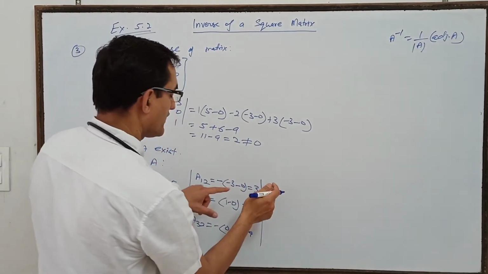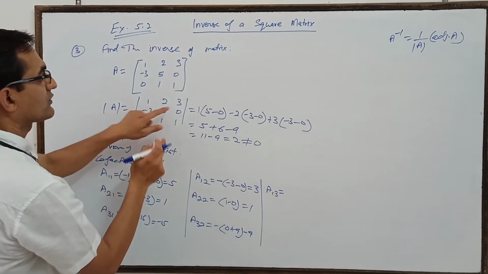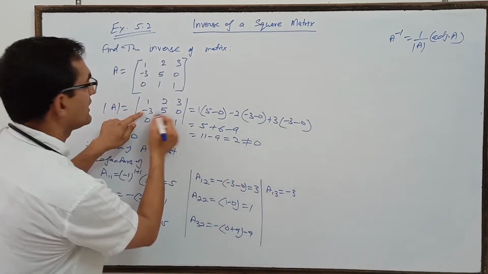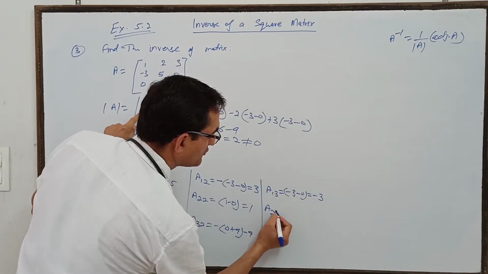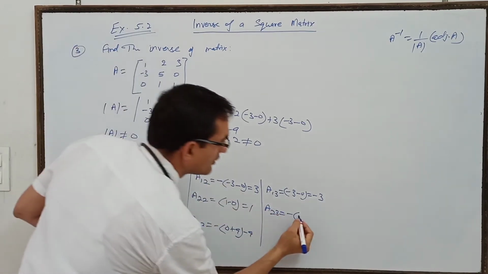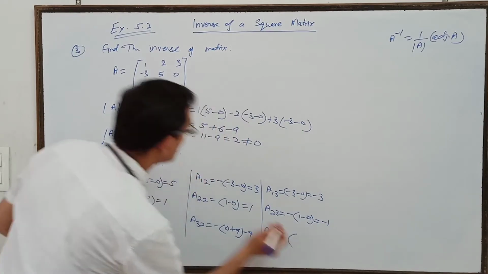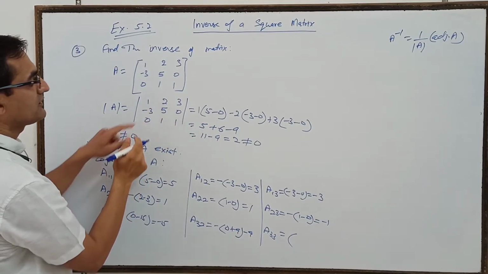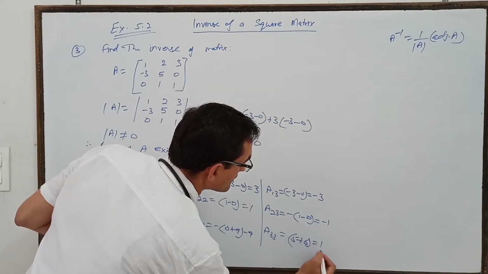Next comes the cofactors of A13. The sign will be positive. Cofactor of this one: leaving this row and this column, this is minus 3 and minus 0. That is equal to minus 3. A23, sign will be negative, so 1 minus 0, this is minus 1. And A33, the cofactor of this one is 5 minus minus 6, 5 plus 6, this is 11.